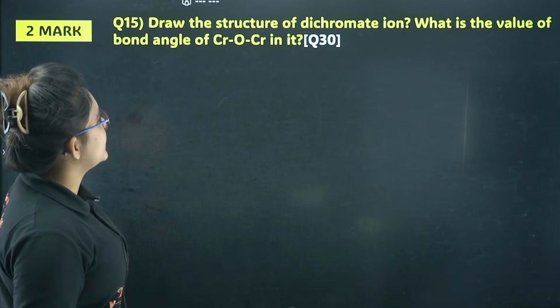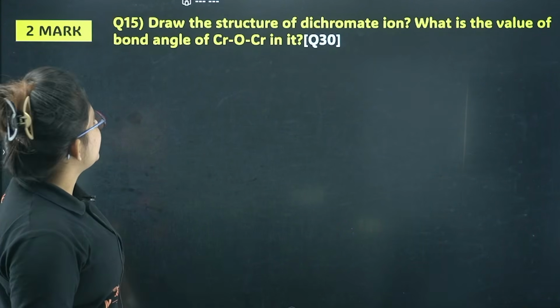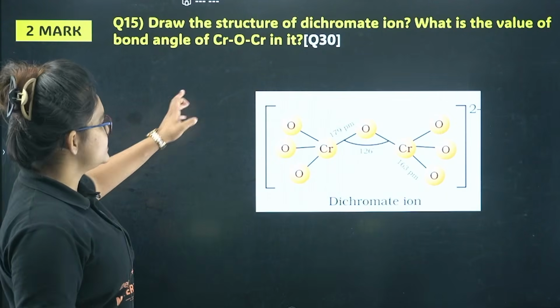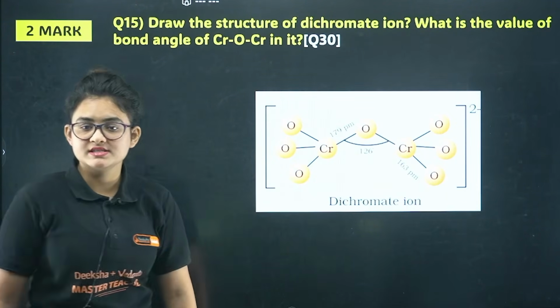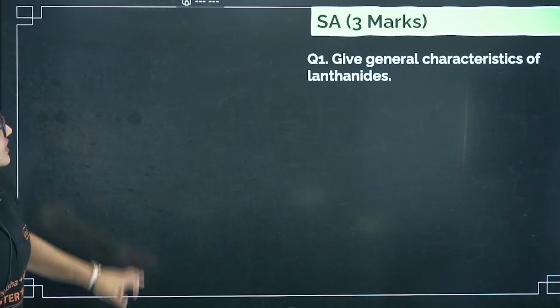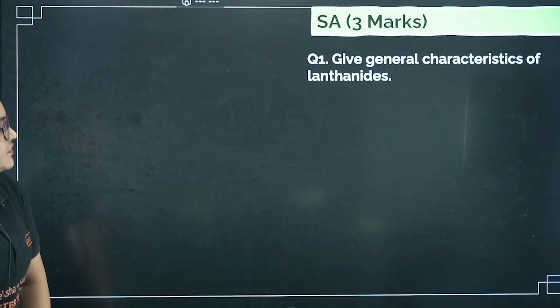Draw the structure of dichromate ion. What is the value of bond angle in Cr-O-Cr? This is the structure of dichromate ion. You can see the bond angle is 126 degrees. Let's proceed. Give general characteristics of lanthanides.